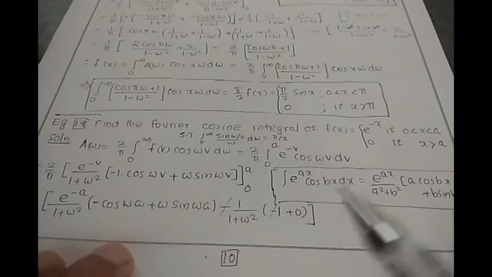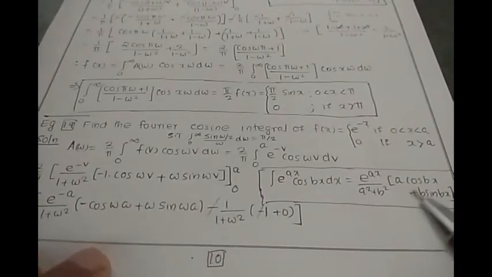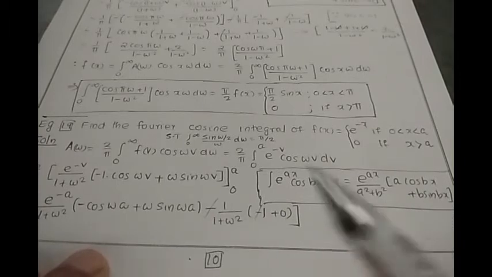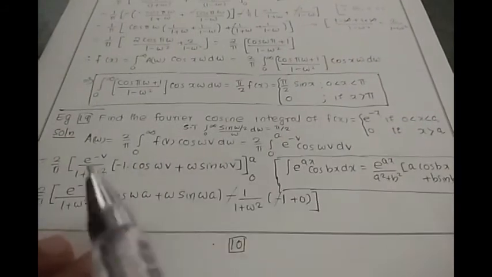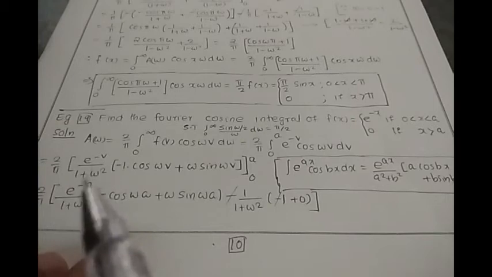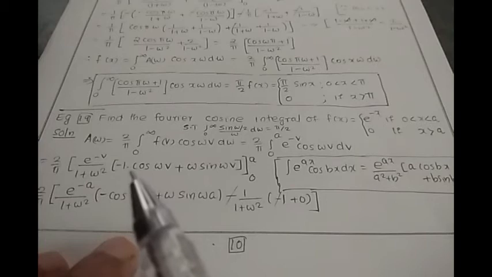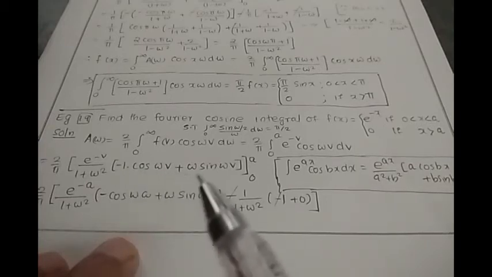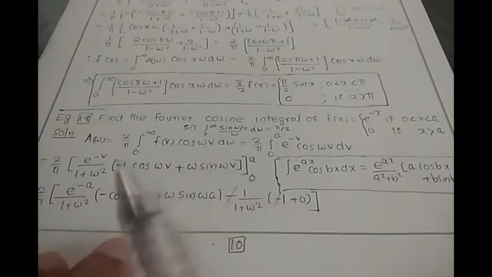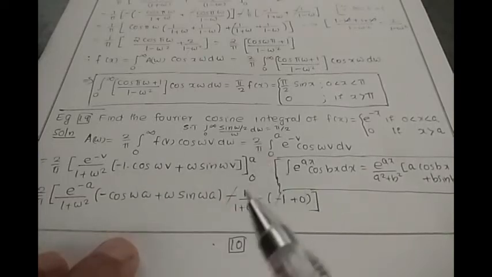e raised to minus v I have substituted here, and we know that the integral of e raised to ax cos bx dx is e raised to ax by (a square plus b square) into (a cos bx plus b sin bx). Here a is minus 1, b is omega. So e raised to minus v divided by (minus 1 square, that is 1, plus omega square) will come, times a cos bx, where a is minus 1, plus b sin bx, where b is omega. The upper limit is a, the lower limit is 0.